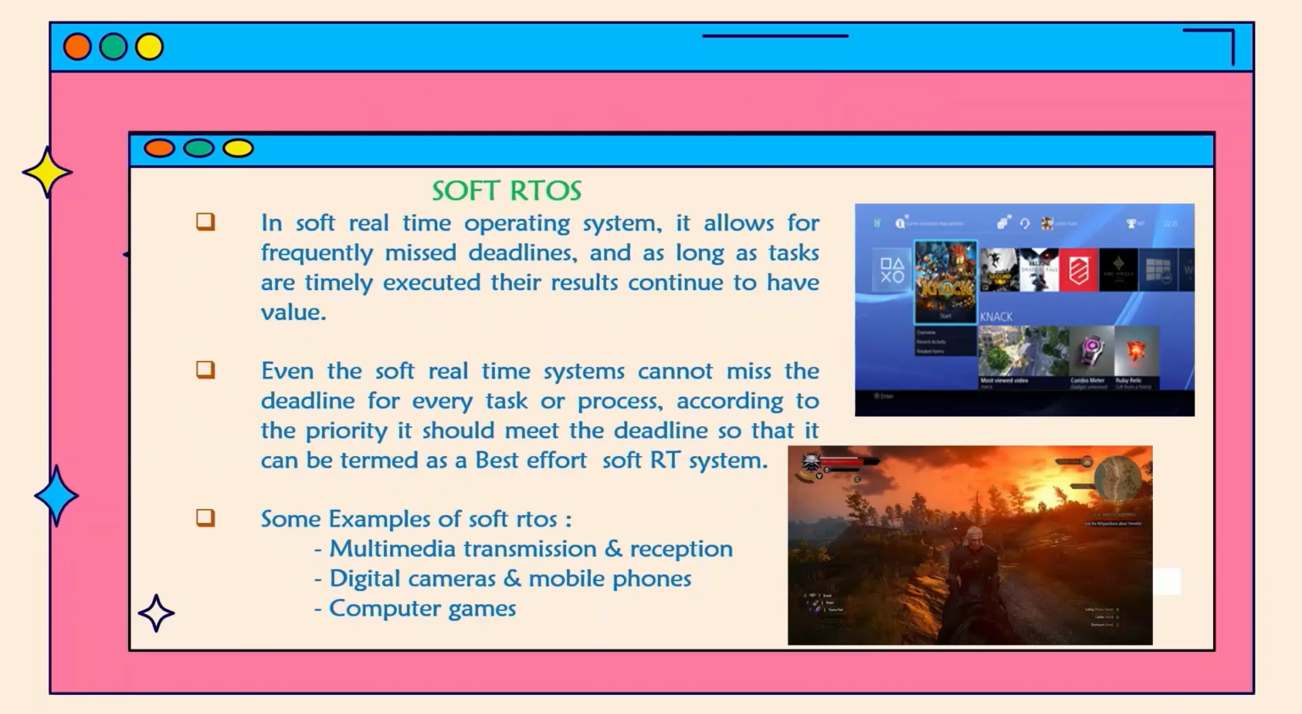So what is a soft RTOS? A soft real-time operating system allows for frequently missed deadlines, and as long as the tasks are timely executed, the results continue to have value. Even soft real-time systems cannot miss the deadline for every task or process they perform. According to the priority, it should meet the deadline so that it can be termed a best-effort soft real-time operating system. Some examples of soft RTOS are multimedia transmission and reception, digital cameras in mobile phones, and computer games.